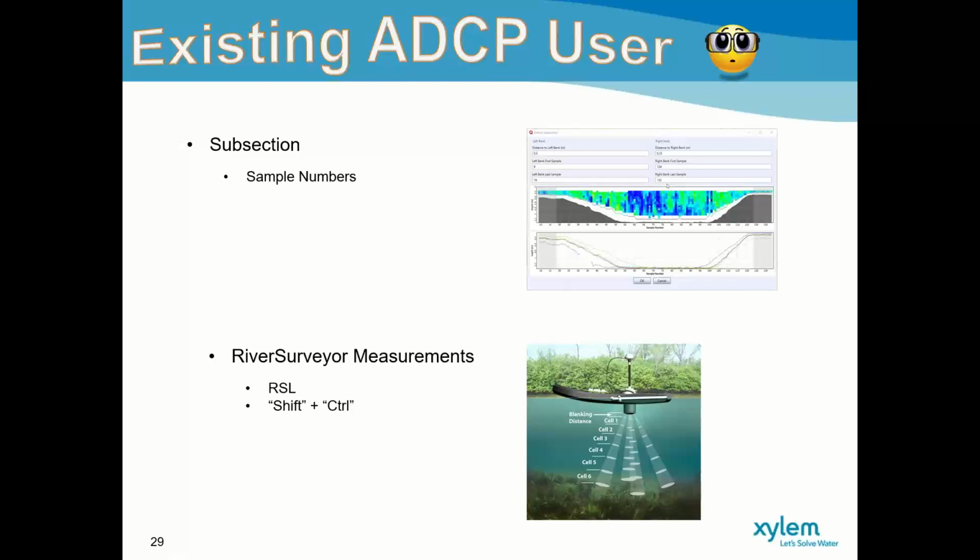And then the ability to open River Surveyor measurements, basically by pressing Shift Control and then the open button on the software will allow you to open RSL live measurement files, and you will now be able to save it in a JSON format. So that is, you'll be able to edit the data in RSQ and save it in a JSON format.